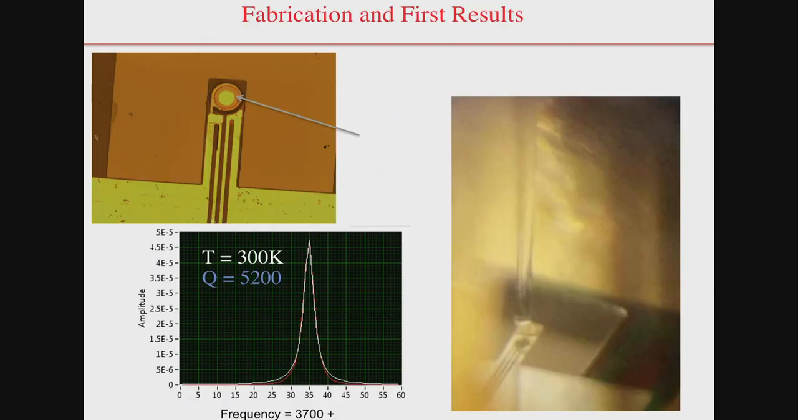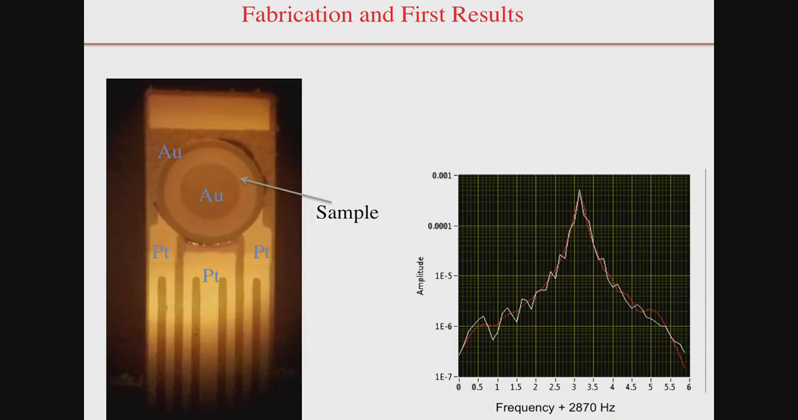We made these cantilevers. That's the first generation. That's the important generation because that's the one that produces the data. There is a symmetry here. These are the leads that go to the side. These are the leads that go to the center.